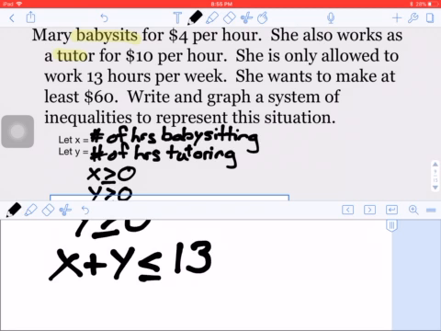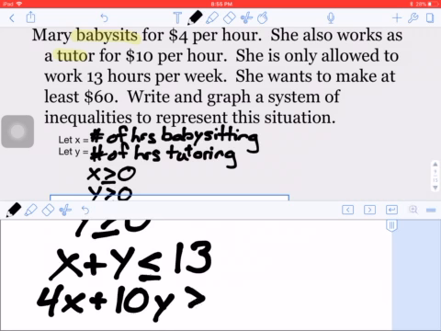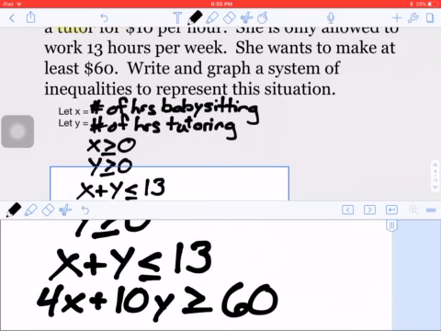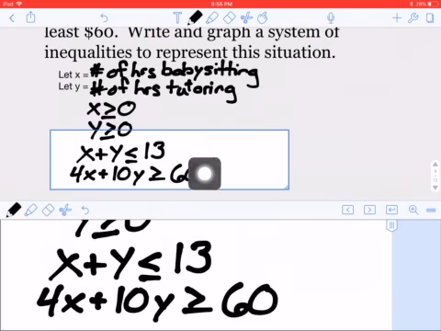And then, of course, she wants to make at least $60. So if she babysits $4 times the number of hours babysitting plus $10 times the number of hours tutoring, that is going to be at least or greater than or equal to 60. And so we have our system now. So if I take a look here, we have our system written out here.